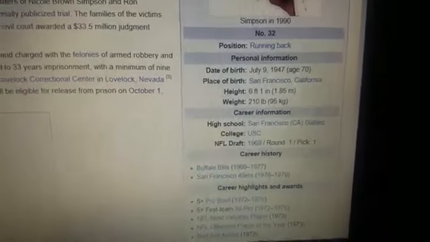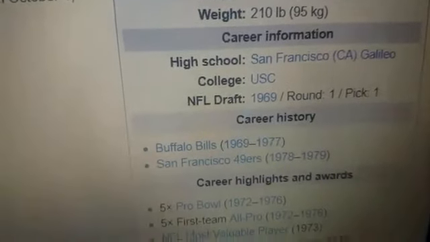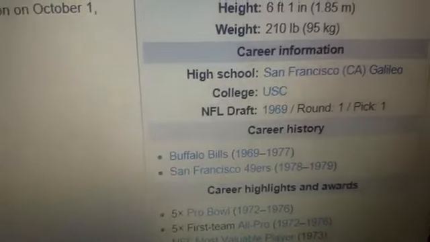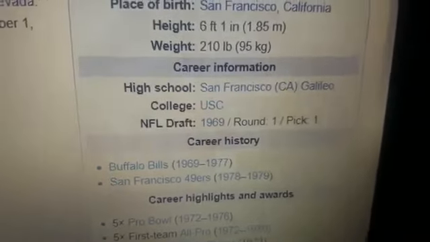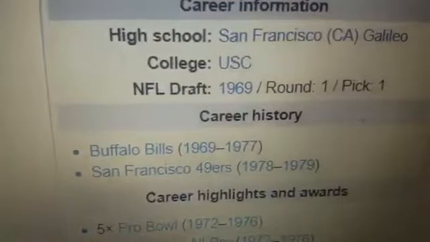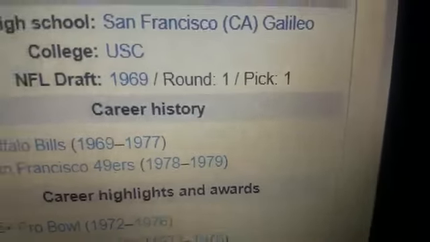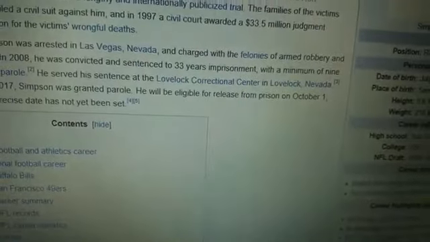O.J. Simpson was drafted in 1969. When you add all the digits in this date, it goes back to the number 7. He was the first round, first pick, 11. 7-11. When you add the numbers in the year, you get 7, and first round, first pick is 11. The 7-11 connection again. Let's keep it going.